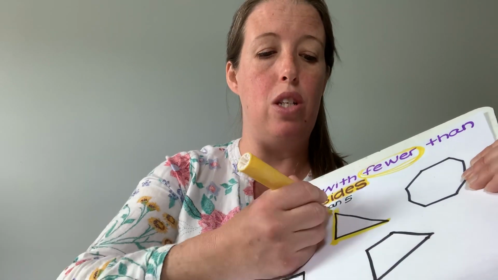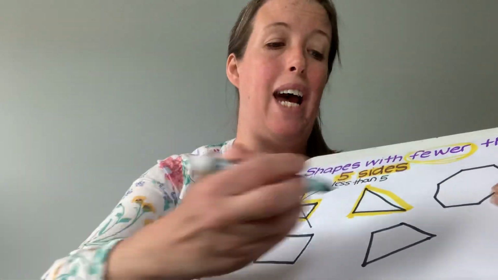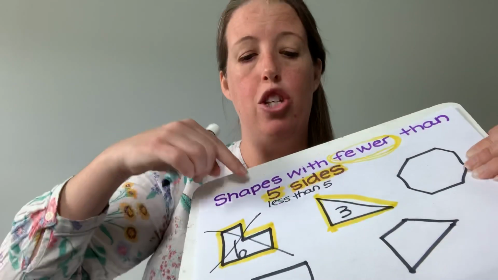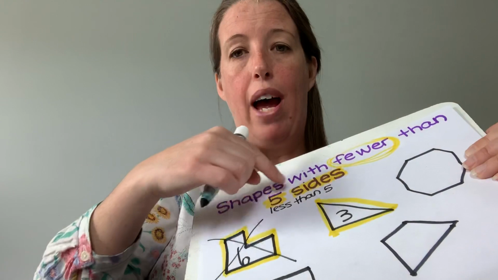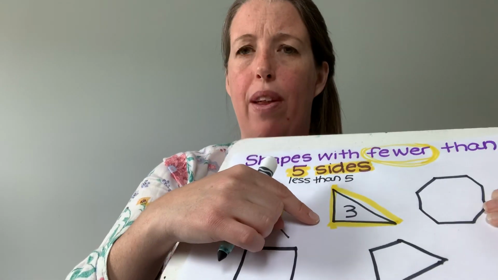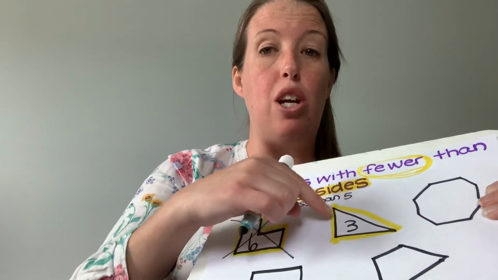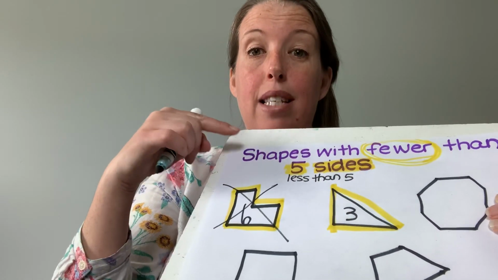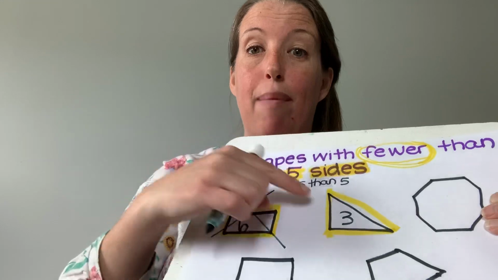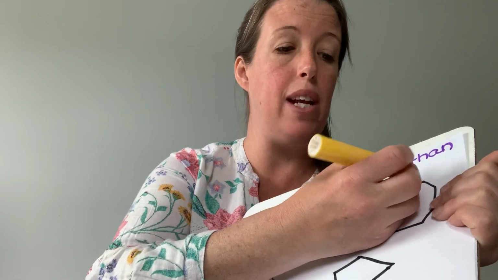1, 2, 3-sided shape. Shapes with fewer than 5 sides. Is 3 fewer than 5? It is. It's less than 5. This 3-sided shape is called a triangle, and it has less than 5 sides, so it can stay in my heading. Awesome. Let's try the next one.